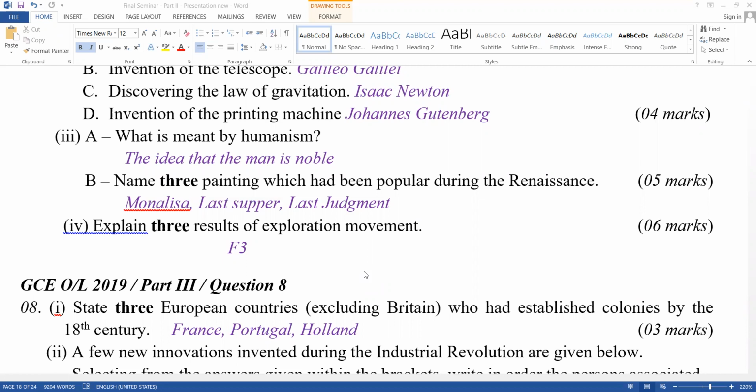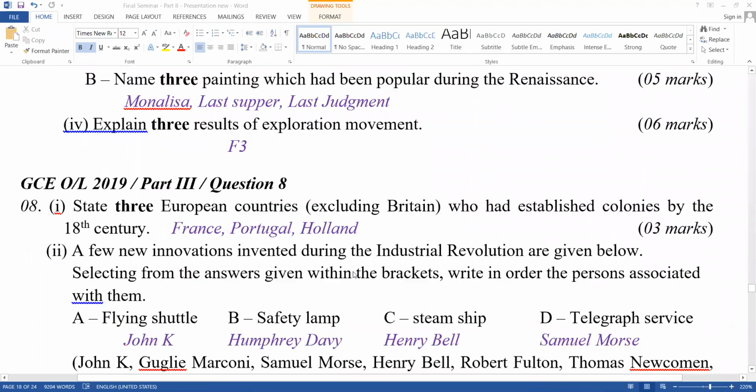Now, subjects like history, factual subjects, normally doing past papers is the most important because the same model is always repeated. So my advice, even before the exam day of history, is to go through this entire video once again. No need of referring to any past paper question. Here everything had been discussed. A few new inventions are there: flying shuttle by John Kay, safety lamp by Humphrey Davy, steamship by Henry Bell, telegraph service by Samuel Morse.